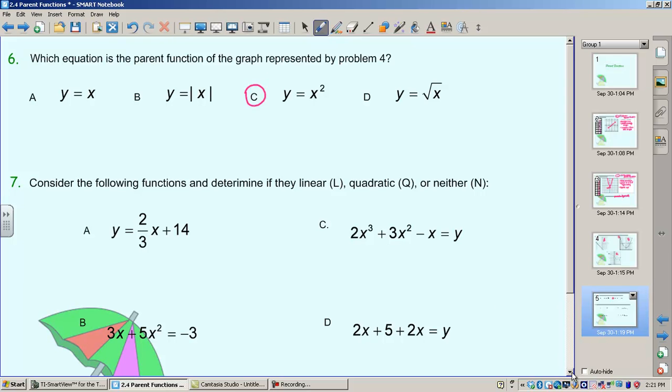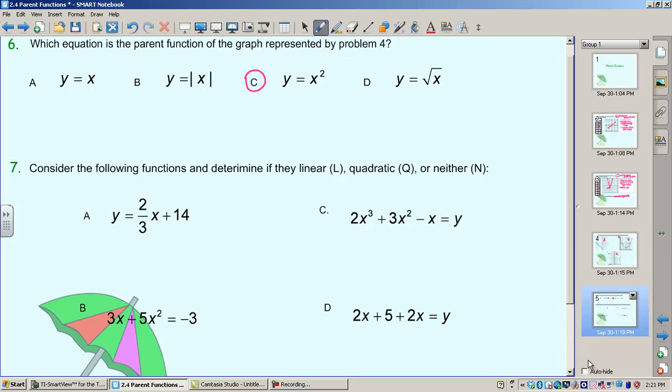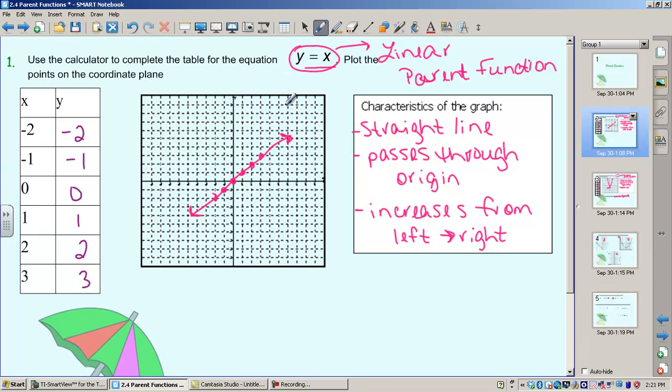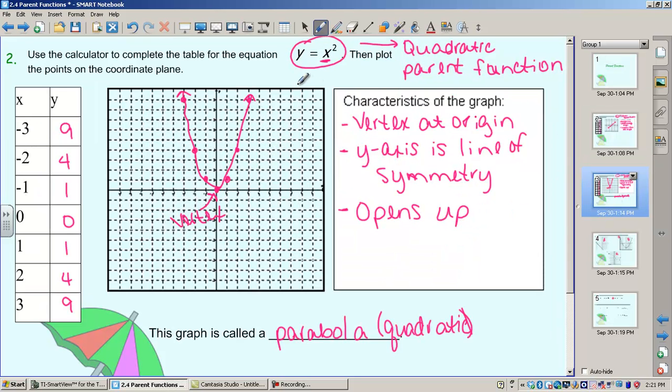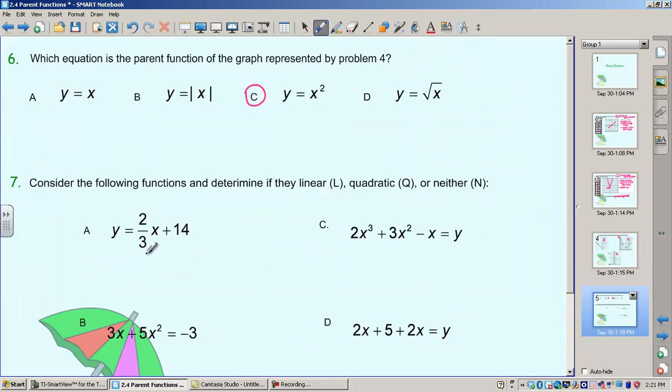Now number 7 has 4 equations, and we're asked to determine if they are linear, quadratic, or neither. There are a couple ways to do this. Number 1, you can put it in your calculator and see what it looks like. Number 2, you can relate it back to either of our parent functions. The linear one, it's got to be in some form of y equals x, or the quadratic, some form of y equals x squared. So letter A says y equals 2/3 x plus 14.